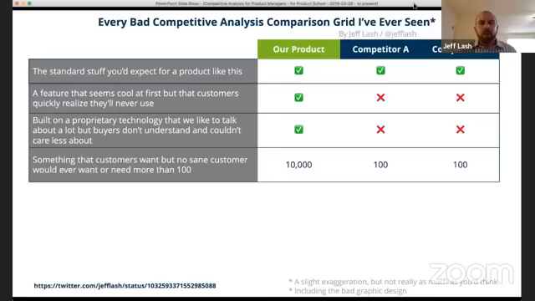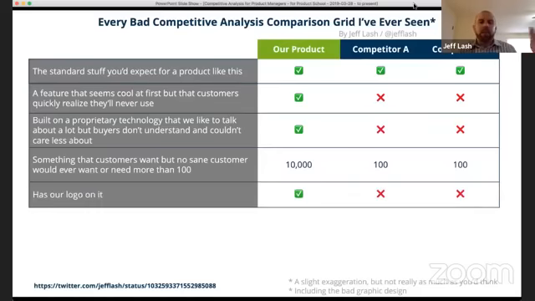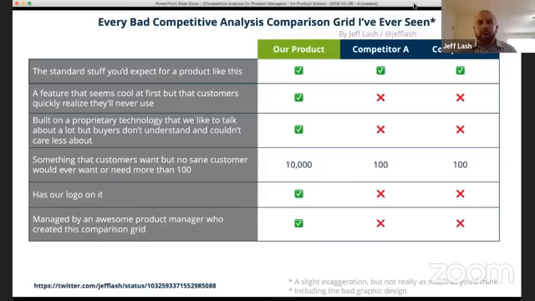So whether you have 100 or 1,000 or 10,000, it's kind of wasted resources because they don't place any value with that extra capability that you're providing. Then there's things like, and this is, I get a bit of a joke, right? It has our logo on it, awesome product manager, blah, blah, blah. But these sort of things are things that the company, the product manager creating the comparison, really cares about, but no one else does.